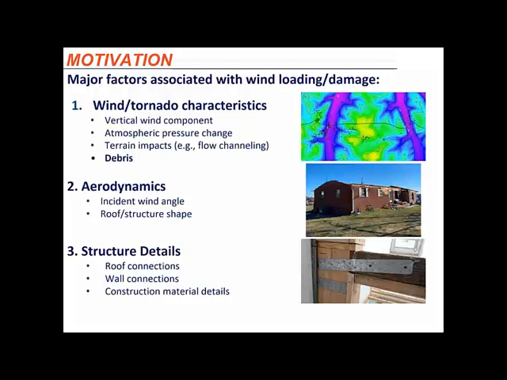The second factor is aerodynamics. So we need to consider the incident wind angle on the building, and then things like the building shape, the roof and structure shape. How do these things all affect the forces on different parts of the building and ultimately how the building will perform in the flow? And then the third one is related more to the structures. So obviously details like roof connections, wall connections, connections to the foundation, what sort of construction materials are used and things like that are all important when we consider these sorts of factors.